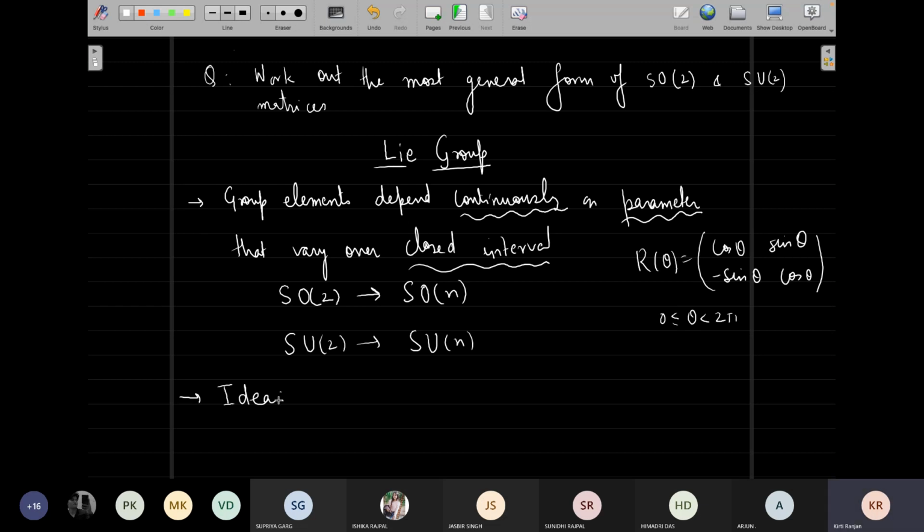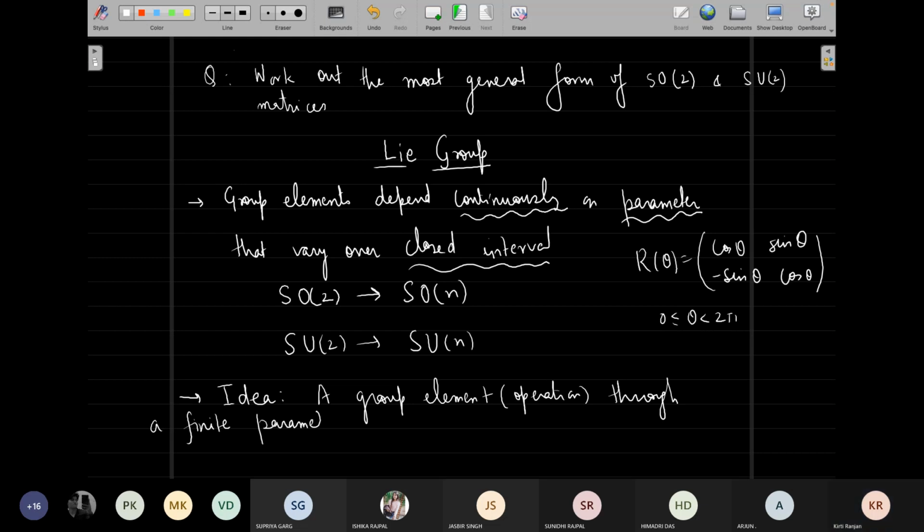Now, what is the basic idea? The basic idea is simple. If you have a group of these kinds, which means the continuous group of the kind which I have written on the top, then a group element or operation through a finite parameter, and I will of course emphasize what I am going to write. So don't worry about it. Let me just finish writing this.